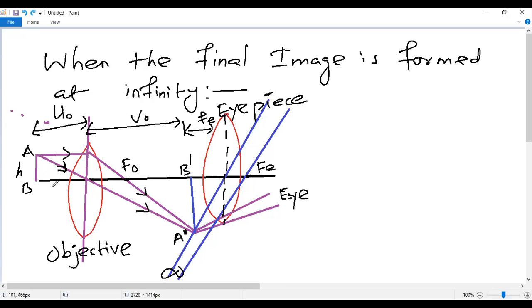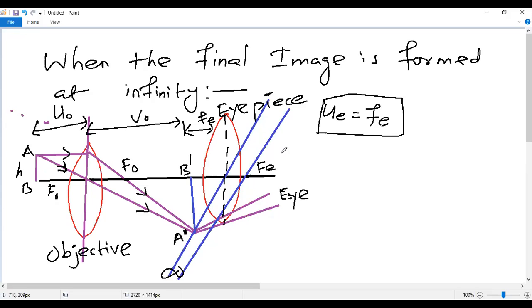The intermediate image is at the focus f naught only. In this condition, the object position and image position for the eyepiece are both equal: ue is equal to fe. Both are equal, then only you will get the image at infinity. This is the condition when the final image is formed at infinity. It's a very simple derivation.